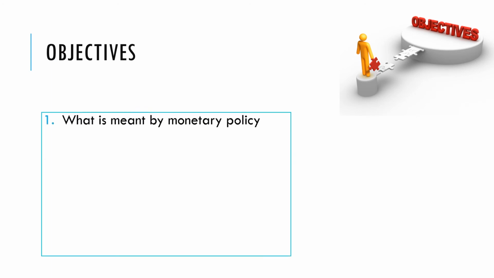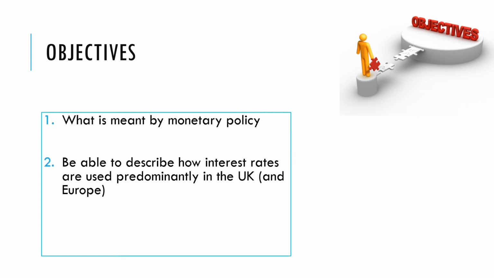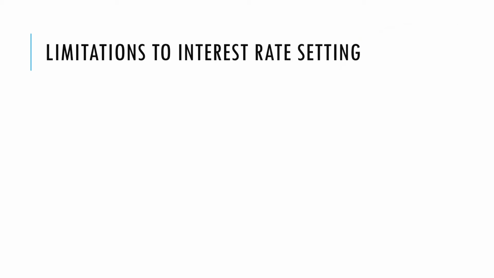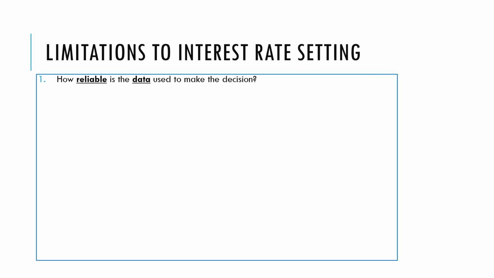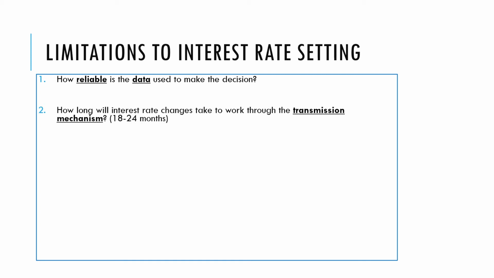Okay, so we've looked at what is meant by monetary policy, and we've looked at how interest rates are used in the UK and also the role of the European Central Bank. Let's now look at evaluating the use of interest rates. So there are some limitations to interest rate setting and the effects that we've discussed so far. The first one is the MPC have to make a decision based on lots of data, but we might question how reliable that data is, the quality of it, and how much weighting each item of data should have.